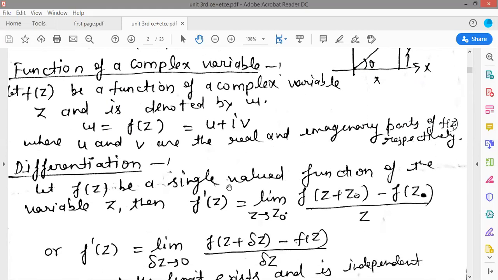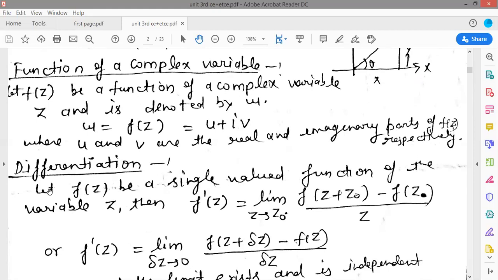Now next is the function of a complex variable. So what is a function of a complex variable? Let f(z) be a function of the complex variable z, denoted by w. Simply, z is a function of x and y, and w is a function of z, and w is equal to u plus iota v. z is one plane, w is another plane. So in the z plane the coordinates are x and y, in the w plane the coordinates are u and v. So u is the horizontal axis, v is the vertical axis, and u and v are the real and imaginary parts of the function f(z) respectively.